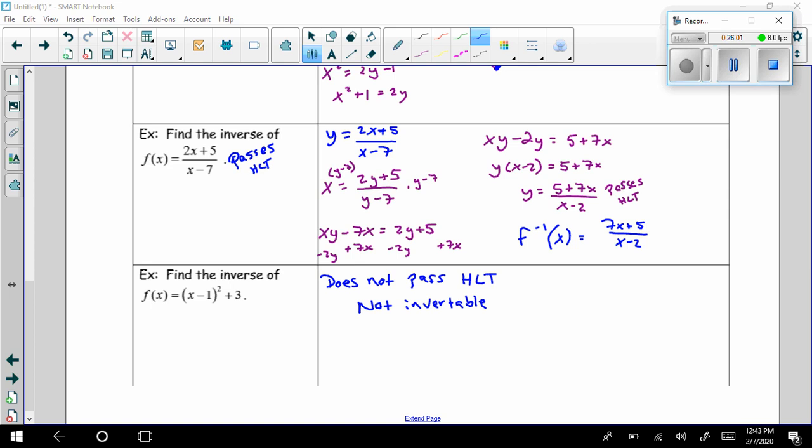Okay, and there's your last two answers. This one, because of the fact that we have two y's in non-like terms, we had to use that method from Unit 1, where we're factoring out that y, so getting all your y's on one side. So getting rid of your fraction first. We get here, move all your y's to one side, and then factor it out and divide. It does still pass your HLT, so you can rewrite it as an invertible function. This one, being a quadratic, won't pass your HLT to begin with, so it is not invertible.